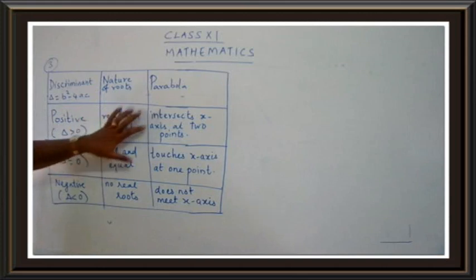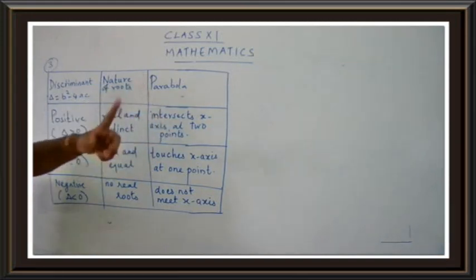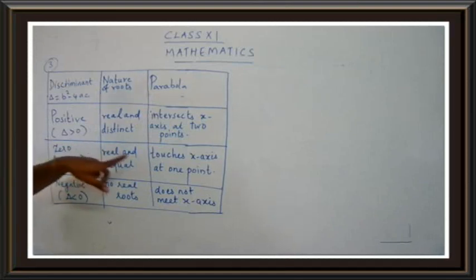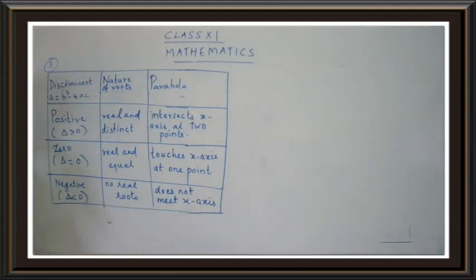For positive, the parabola will intersect at 2 points on the x-axis. When it is 0, it will touch the x-axis at 1 point, and when it is negative, it will not at all meet the x-axis. So these are the points that you have to write down.